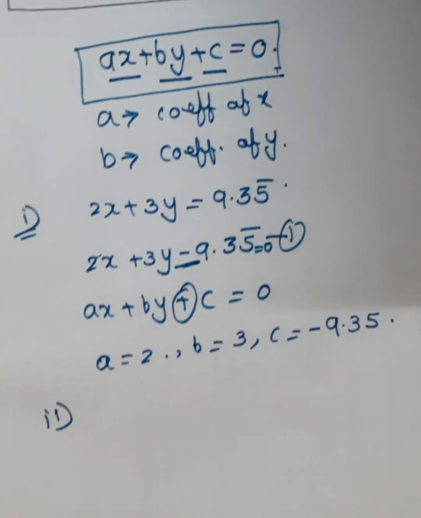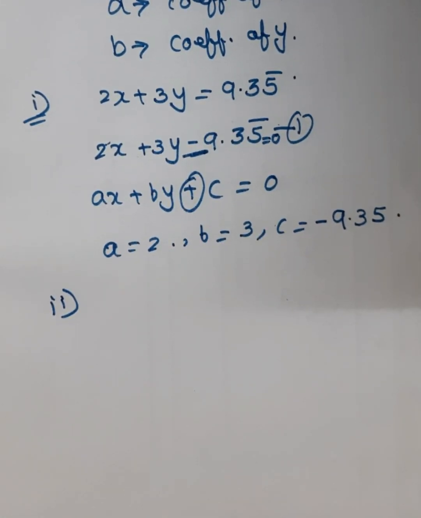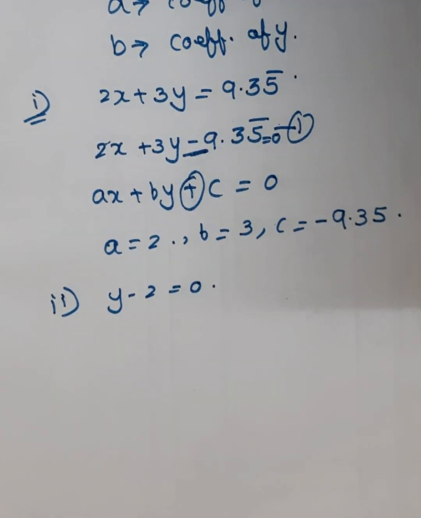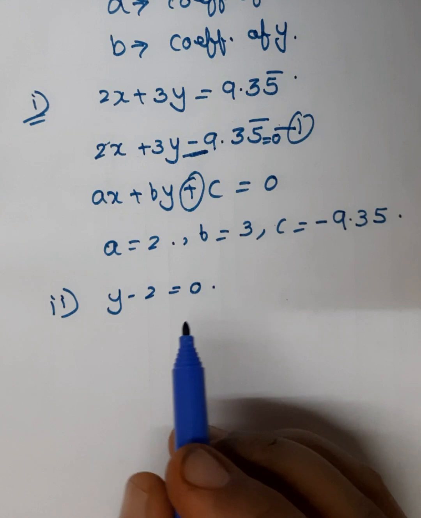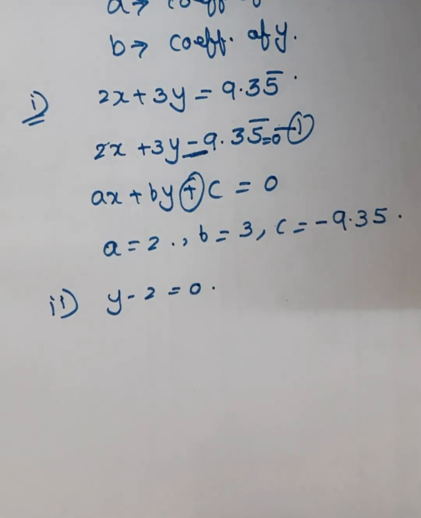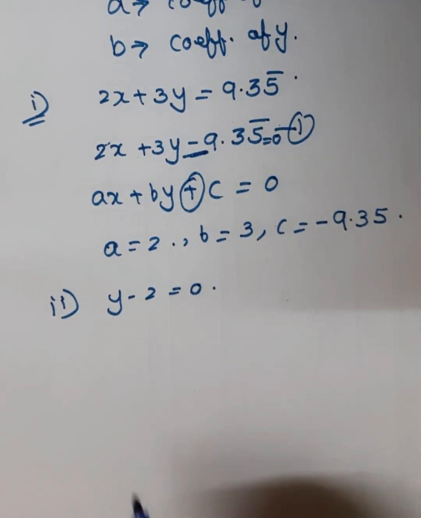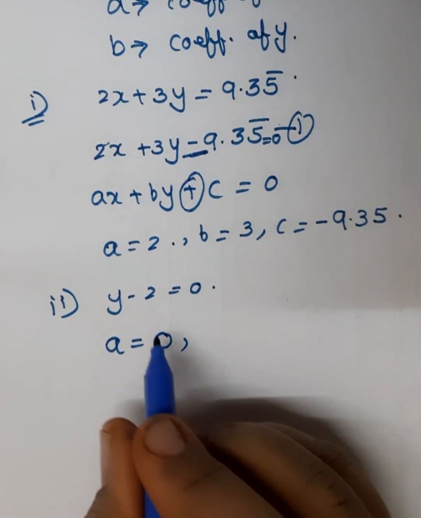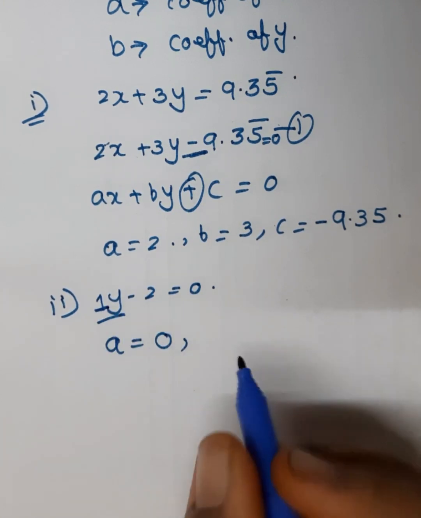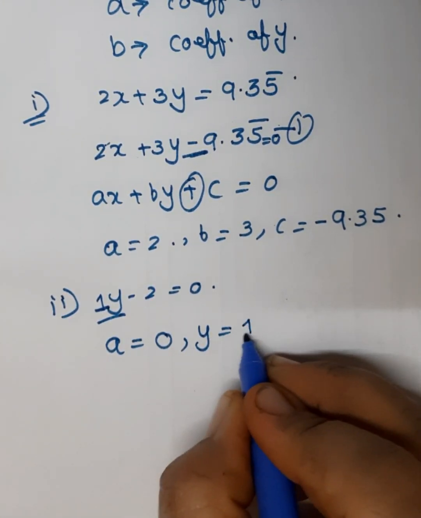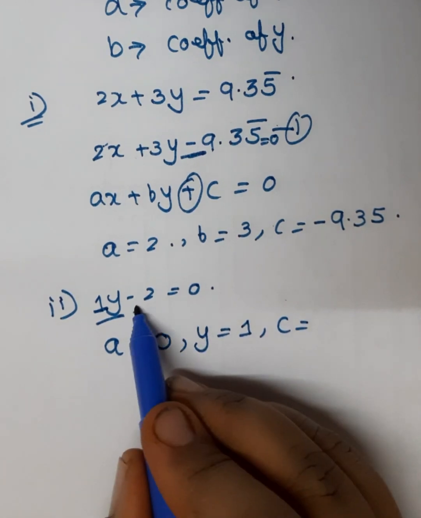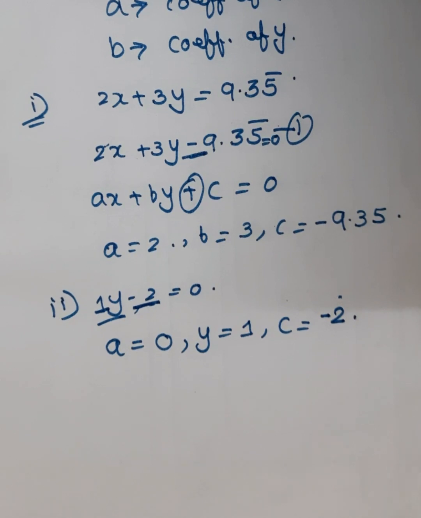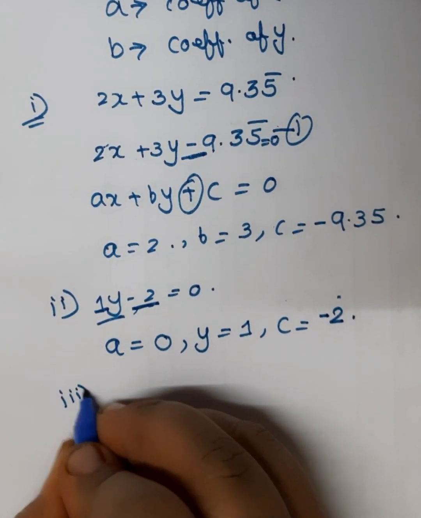The second question is y minus 2 is equal to 0. This is in the standard form, but here we don't have any coefficient of x. The x term is 0, so a will be 0. What is the coefficient of y? It's 1, so b is equal to 1. And c will be minus 2. Now one more question.